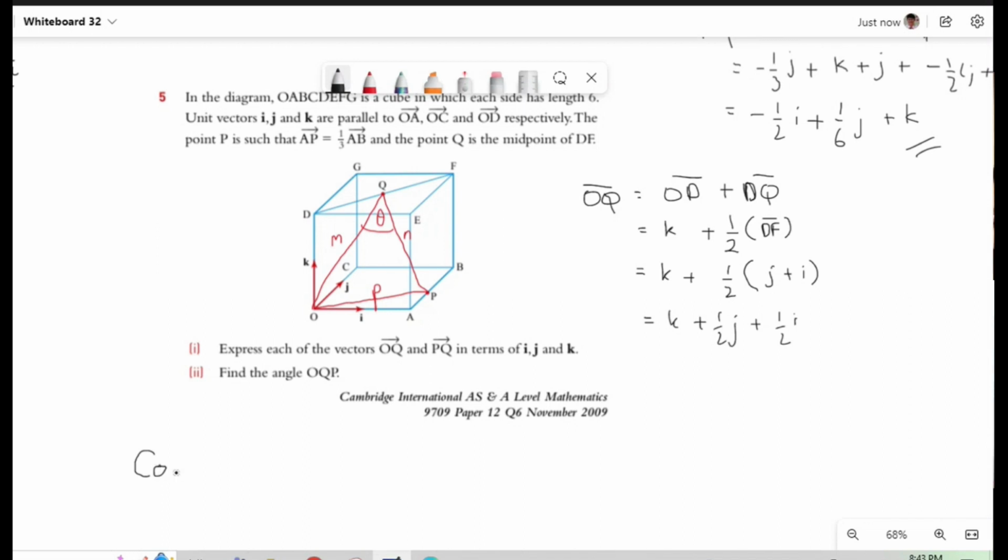Okay, using the cosine rule, we know cos theta equals a squared plus b squared minus c squared over 2 times a times b. So if we apply this rule to this triangle, we can get this equation. We can get this in terms of m and p and theta.